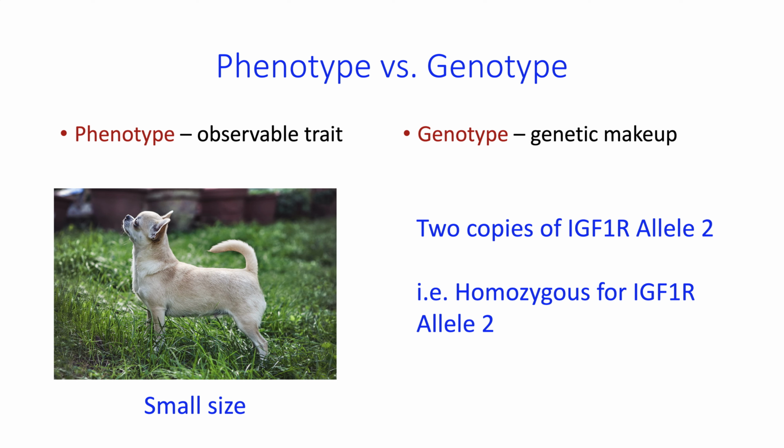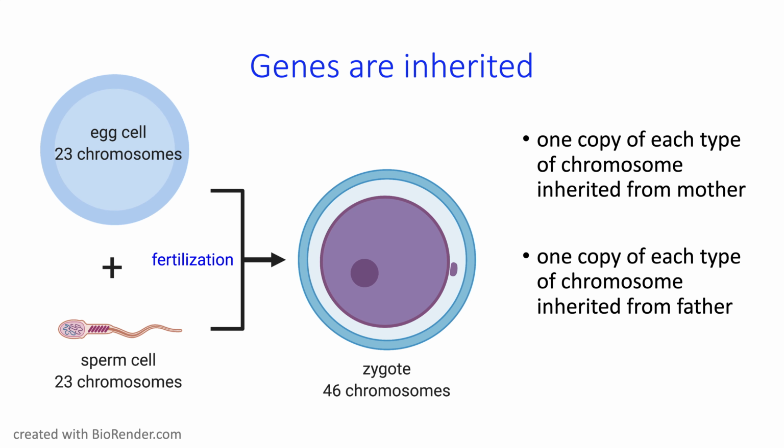And just a quick reminder where these alleles come from. Genes are inherited from parents. Recall that in diploid organisms such as humans, we inherit one copy of each type of chromosome from our mother and one copy of each type of chromosome from our father. In organisms like us, these chromosomes are contained in the gametes that are produced by meiosis. They combine in the zygote, which has two copies of each type of chromosome, and therefore two copies of each gene, which may be two copies of the same allele or two different alleles.